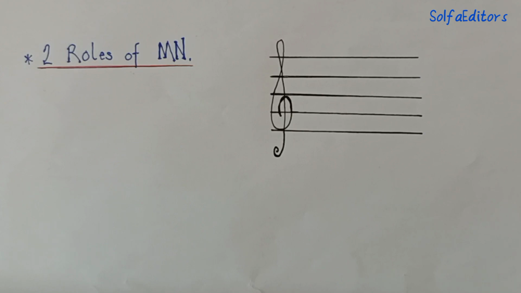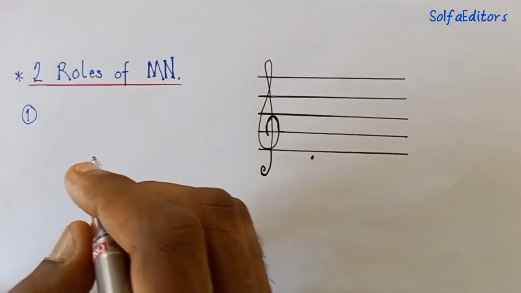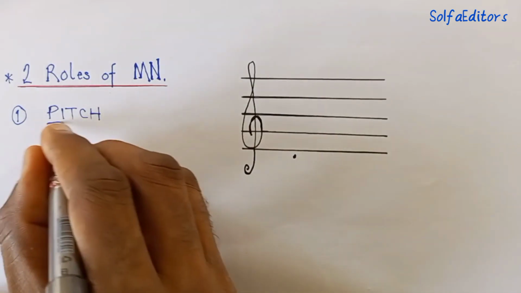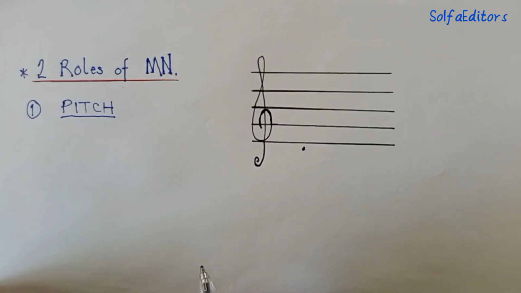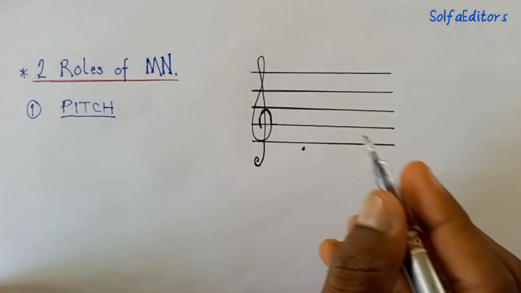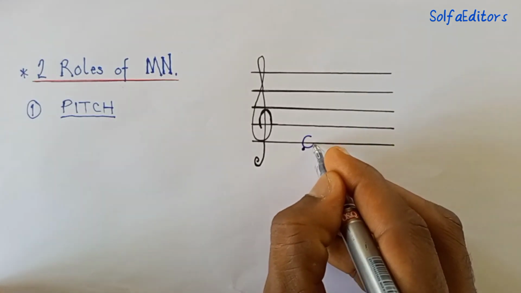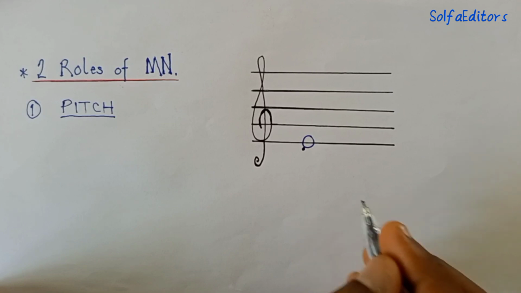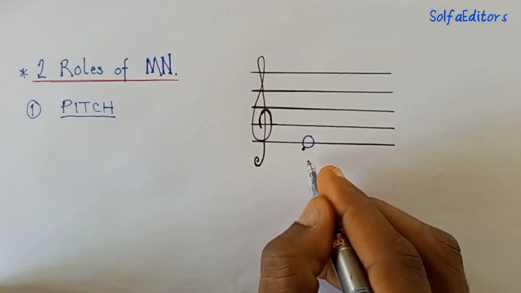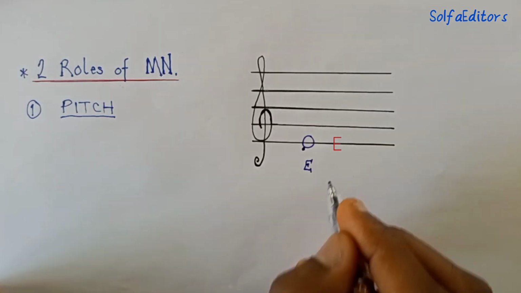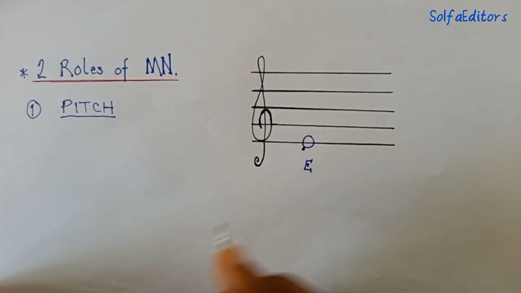Before we start talking about time signature, let's get to know the two roles of a musical note. The first one is pitch, because we don't need the alphabet to play on the staff. So once we find a note on a line, for instance, our mind should tell us of the E pitch. The first line of the treble staff is E pitch.